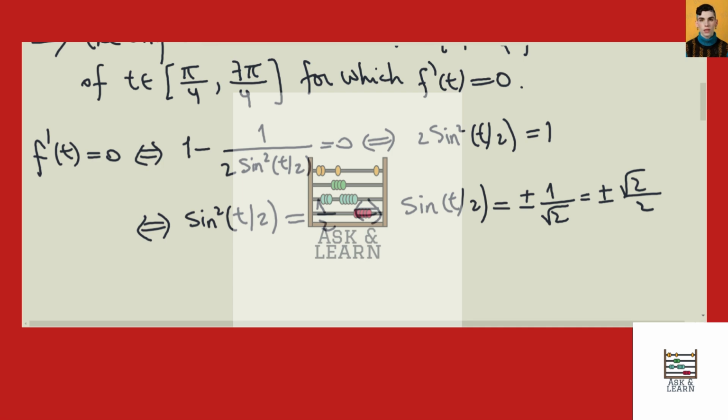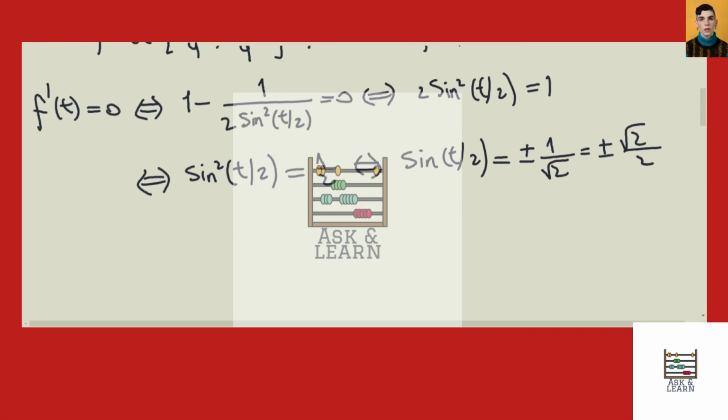So this is the equation we're going to solve, and we know the sine of some angle is equal to square root of 2 over 2. The angle got to be pi fourth. But there are two angles that solve this.